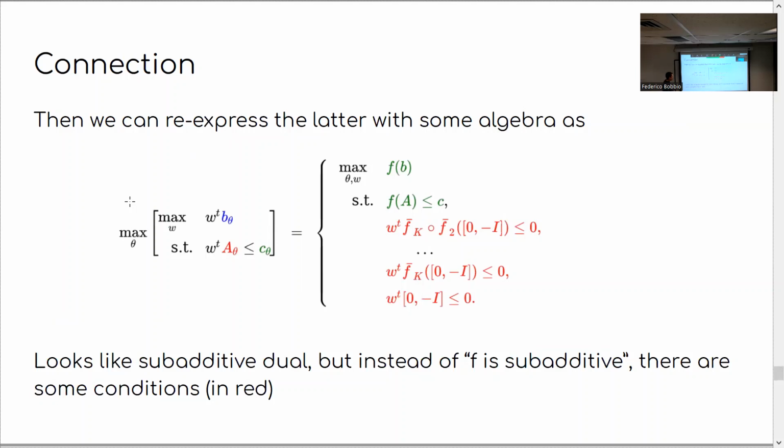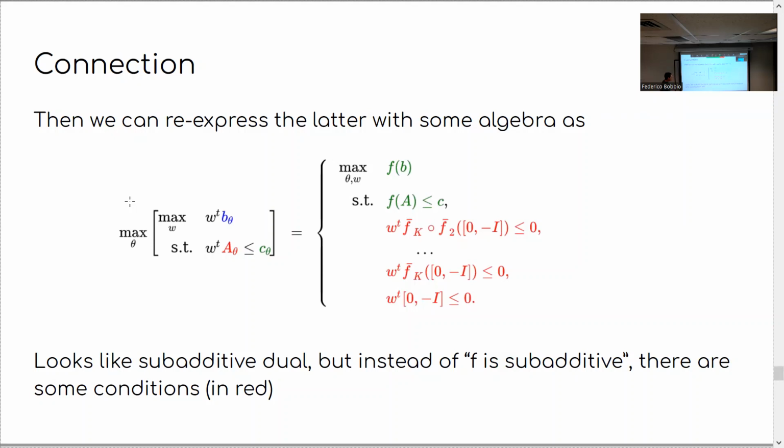And then these constraints here: the first lines are f_a smaller or equal to c. And then I have a bunch of additional constraints that I can recognize as being the same thing as w transpose f bar k composed with f_2. Sorry, this is k minus 1. Sorry, no, it's actually a composition, a triple composition. So I have a mistake here. Anyways, and these here.